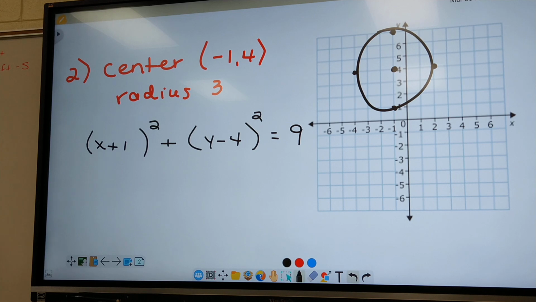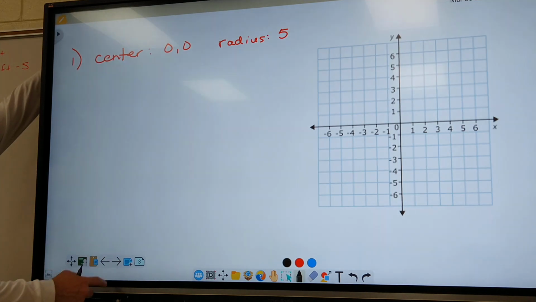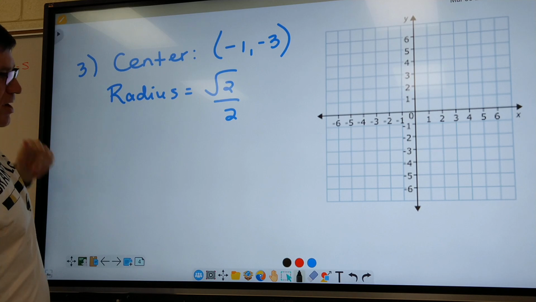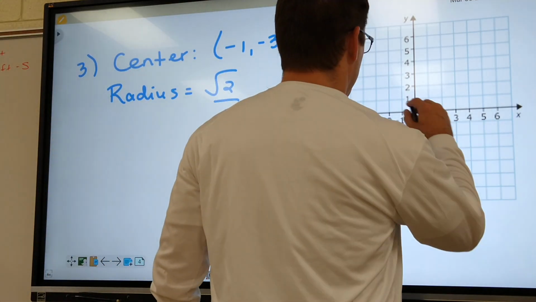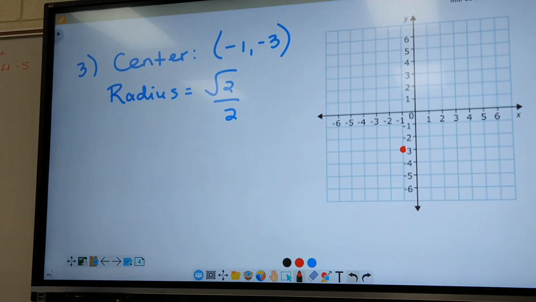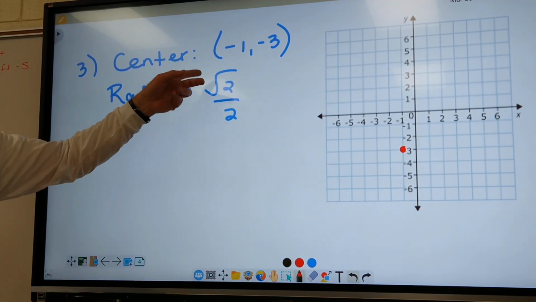All right, question on this one before we go to 3. All right, let's go to 3. Already done number 1. All right, so number 3, let's go ahead and graph your center. -1, down 3 right here. Now, our radius is √2/2.